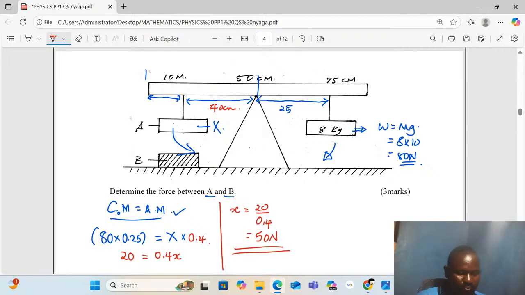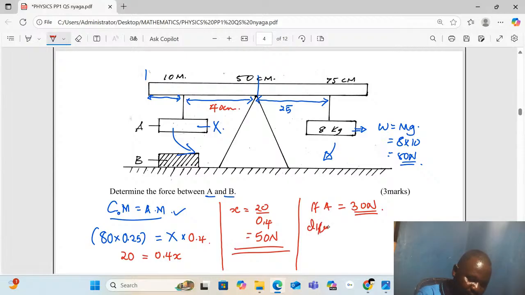So X is 50 newtons. But the question is, determine the force between A and B. So if A is equivalent to 30 newtons, then it means that this magnet is attracted downwards to produce a total weight of 50 newtons. Therefore, the difference will be 50 minus 30, and we arrive at 20 newtons.